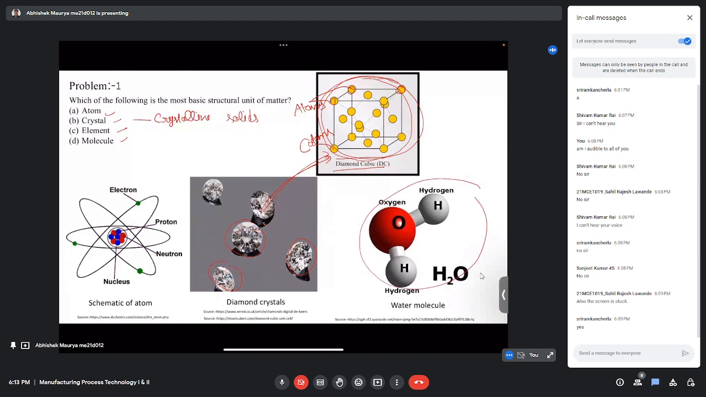So we can see that apart from atom, the other options are themselves made up of atoms. Crystal is also made up of atoms. Element is also made up of atoms. Molecule is also made up of atoms. Therefore, the correct option is atom. Okay.